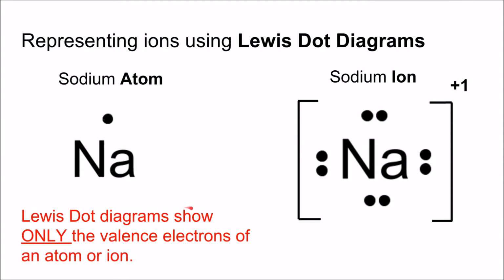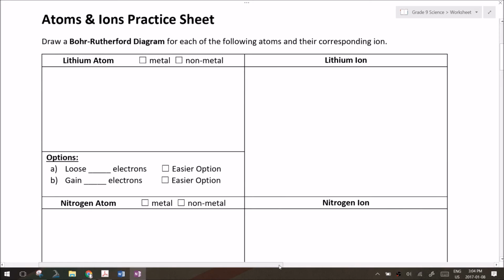So our Lewis dot diagram only shows the valence electrons of an atom or an ion. If I were to show you these two pictures, you could tell right away which one was an ion, because you just have to look for 2 things. If you see these square brackets and you see a charge, you know you have an ion. If there's no square brackets and no charge, then it's an atom. I'll show you first how to fill this out, and that way you know enough to get started.